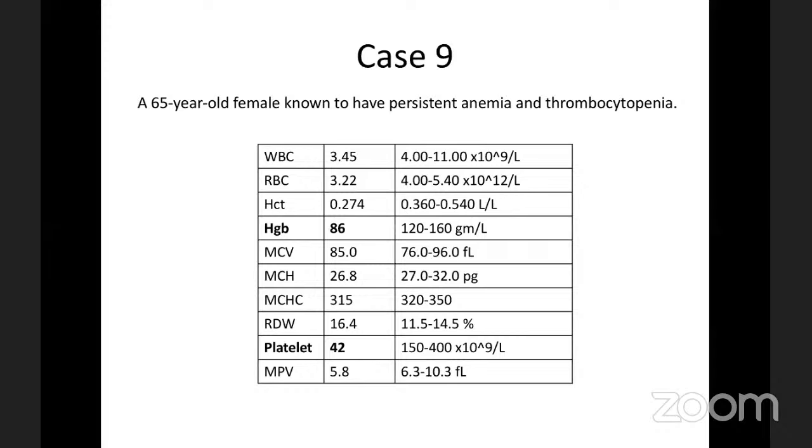Case 9. A 65 years old female known to have persistent anemia and thrombocytopenia. So no leukocytosis in this case. We have anemia of 86, normocytic normochromic anemia. We have thrombocytopenia with almost low MPV.